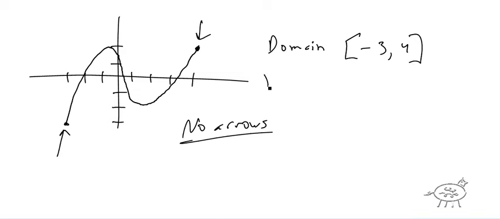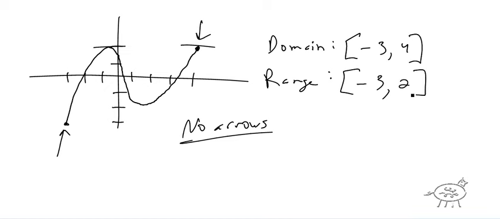Okay, and the range is the minimum value of y, which is negative 3, and the maximum value is both these points here, right there and there, and it's 2. And that would be your range. Okay, so that's it for day 1.